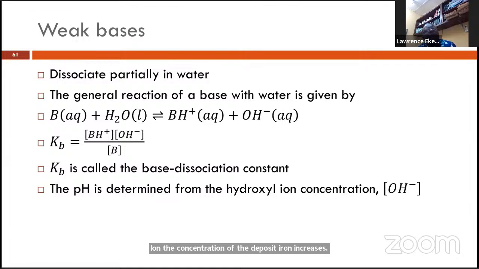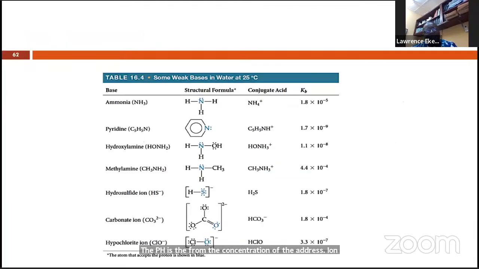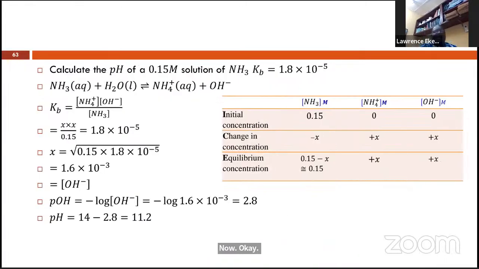And so if we want to develop an equilibrium constant, a dissociation constant, the equation will be that of the ions in solution over that of the base, as you can see in the formula before you. That Kb is called the base dissociation constant, and it is equal to the concentration of the ions in solution, positive and negative, over the concentration of the base. The pH is determined from the concentration of the hydrogen ion. So how do we do that now? There's an example here to explain how to go about that.